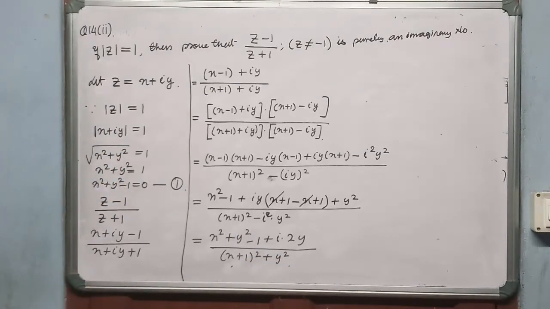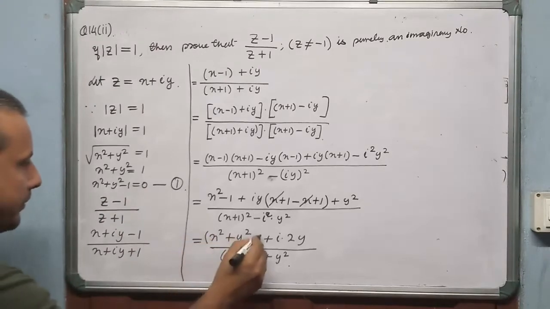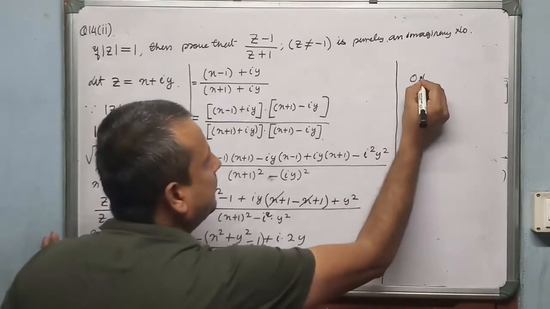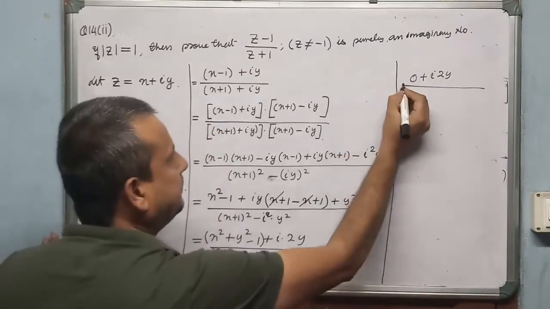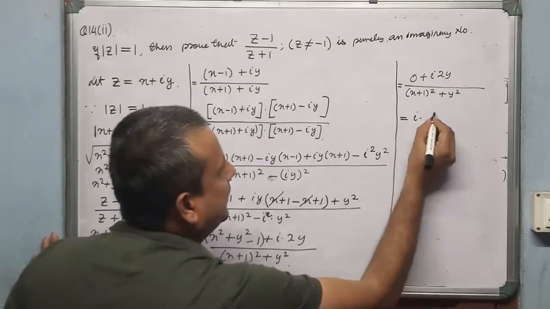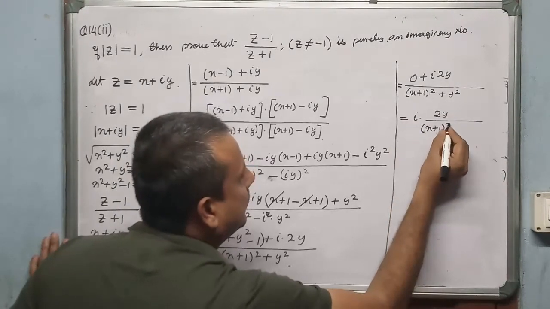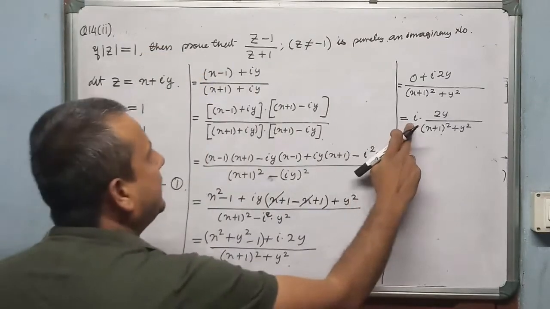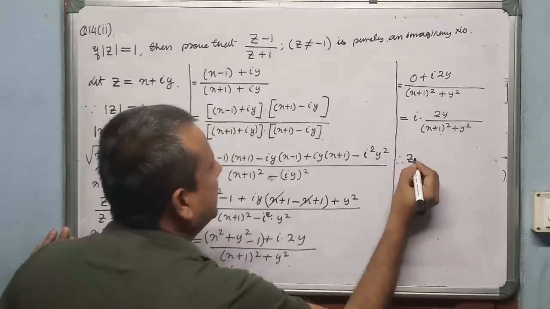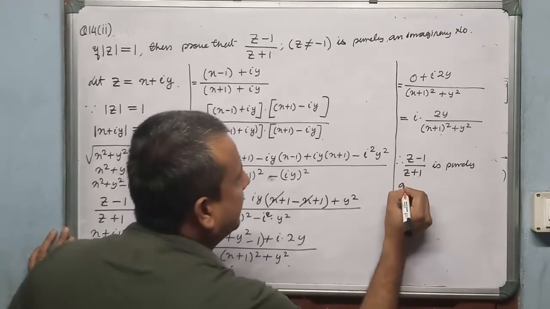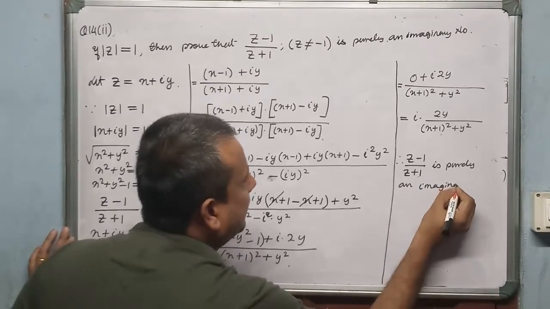Now then I'll use relation number 1, equation 1. So the equation number 1 we already derived: x square plus y square minus 1 equals to 0. Now the same thing we are getting over here: x square plus y square minus 1 is 0. In place of this we can write 0 using equation number 1. 0 plus i into 2y divided by (x plus 1) whole square plus y square. Now this one is the final result. The final result contains i, therefore (z minus 1) over 1 is purely an imaginary number.